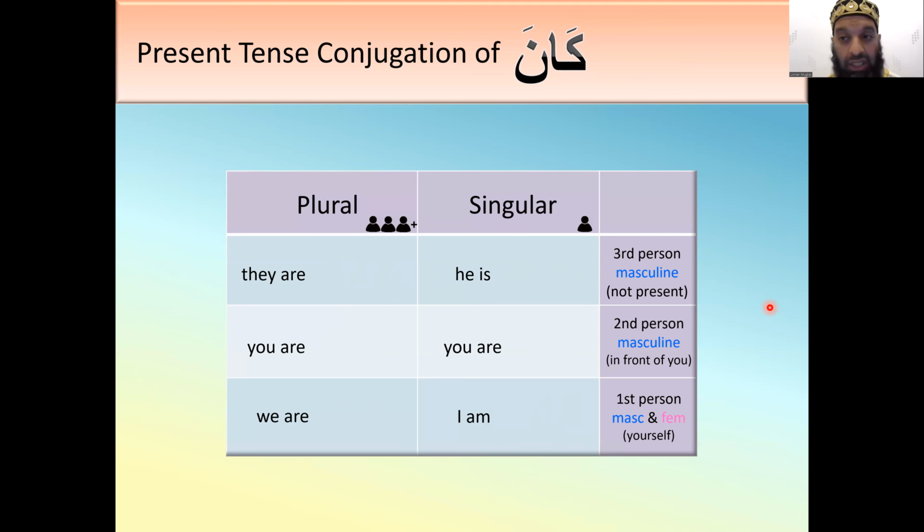Kana means he was. So how do you say he is? If you learnt your kana root word in the vocabulary, you would have also, if you learnt the present, you would have seen it there. You would have learnt it there. And because qala and kana are similar, then their adjustment is similar as well. In fact, sometimes same.